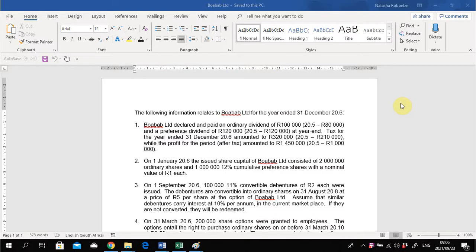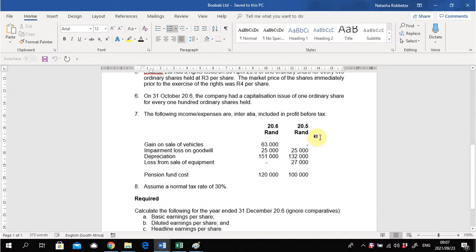We are still busy with IAS 33, which is earnings per share. And this is a very nice question that we have here because it combines all the types of earnings per share. So if we just quickly scroll to the required part, you will find that this asks for a calculation of the basic earnings per share, diluted earnings per share, and the headline earnings per share.